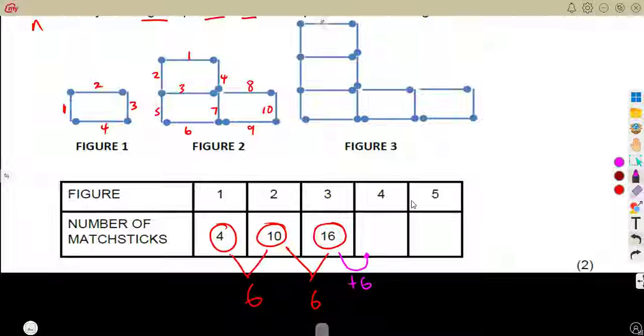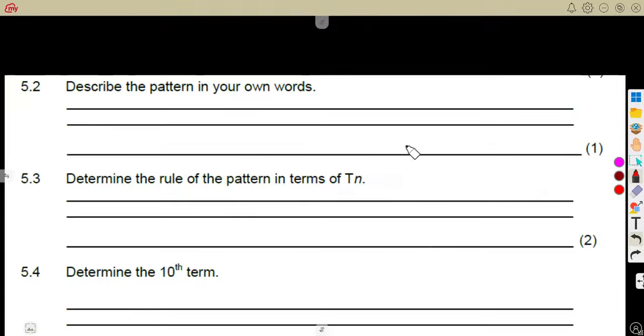So it's going to be 16 plus 6, which is going to give us 22. The same thing, to get what is following there, we must add a 6, which is going to give us what? Which is going to give us 28, just like that. So this is how these questions can be given. And after that, the question is: describe the pattern in your own words.